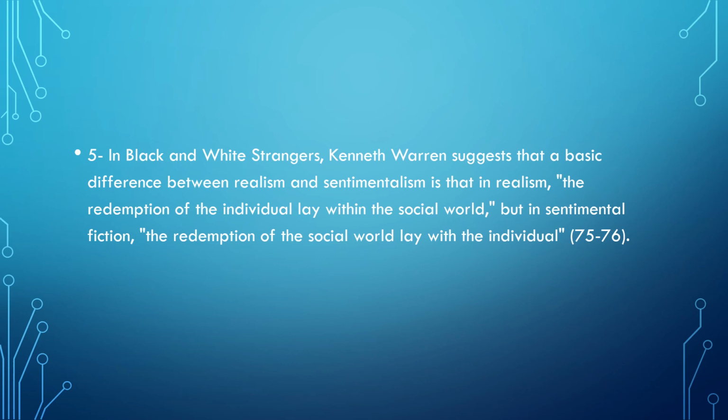And number 5, I really like this idea. This summarizes the entire conflict between idealist romanticism and realism. In Black and White Strangers, Kenneth Warren suggests that a basic difference between realism and sentimentalism is that in realism, the redemption of the individual lay within the social world. But in sentimental fiction or in romanticism, the redemption of the social world lay with the individual. Of course, this says a lot.